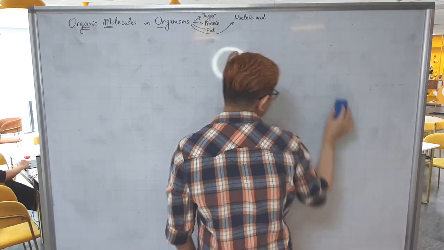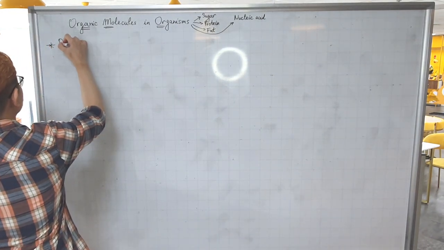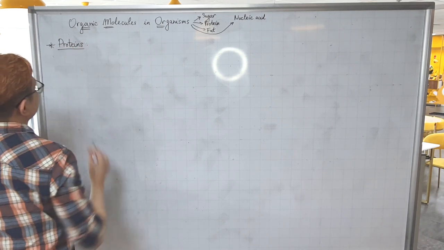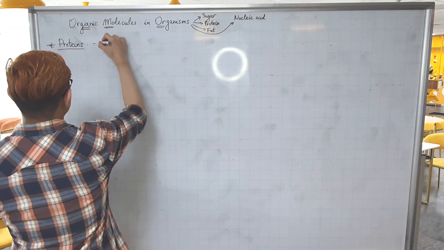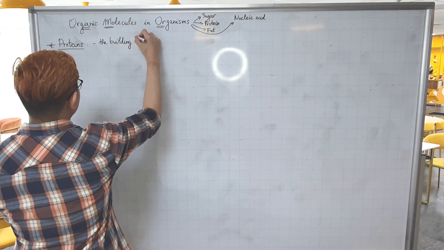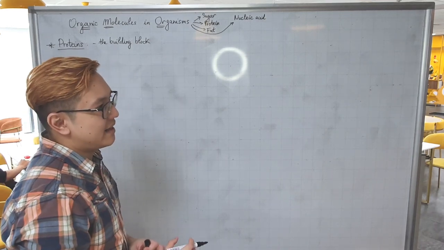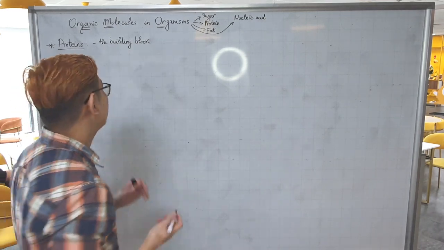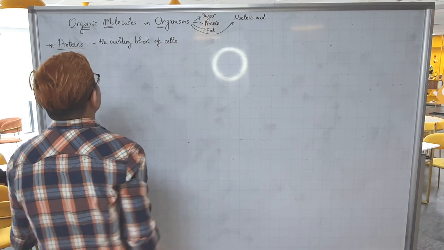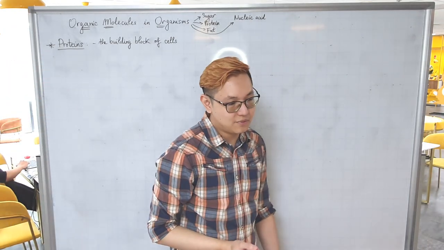Okay, so now let's talk about proteins. Proteins are basically the building blocks. Nó gọi là cái đơn vị để xây dựng lên tế bào, the building block. Hay còn gọi là cái xi măng, cái nhà máy, những cái mà nó xây dựng lên cái tế bào, the building block of cells. Đơn vị xây dựng của những tế bào, the building blocks of cells. Everything is made out of protein.